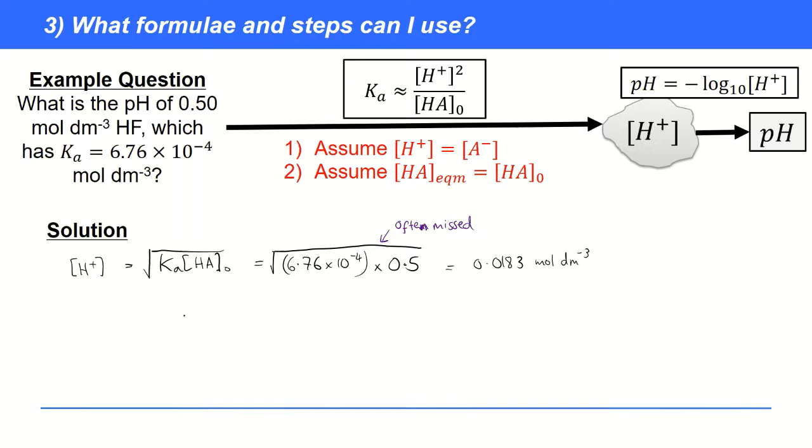So once we've got the H plus concentration, then we can just turn that into the pH using the normal Sorensen relationship. It turns out to give you a pH of 1.74, and that's how you work out the pH.